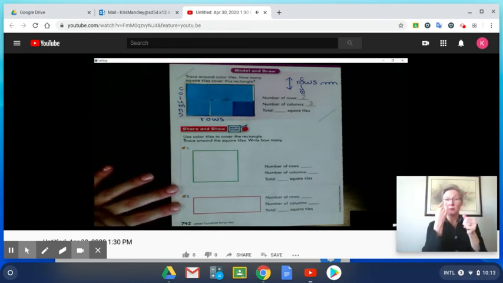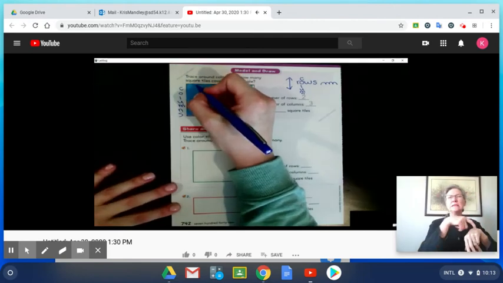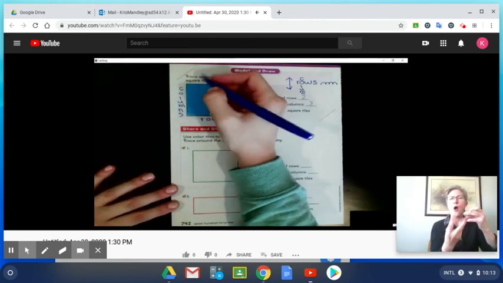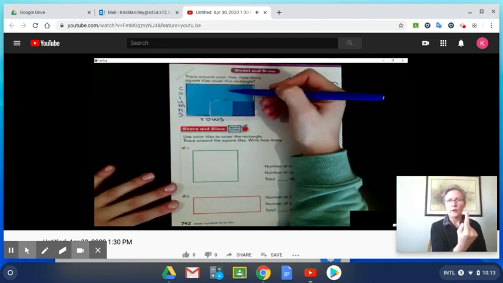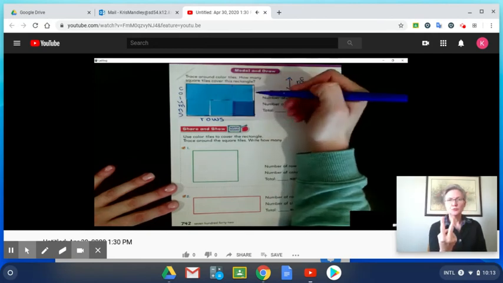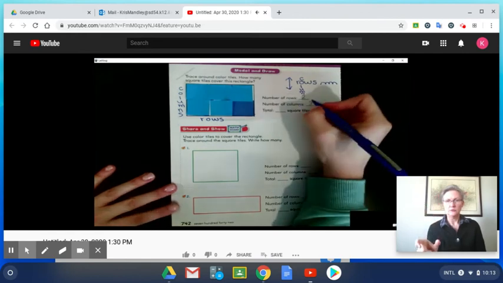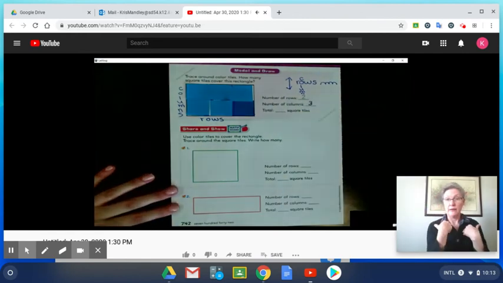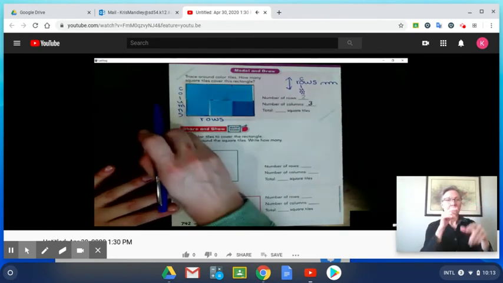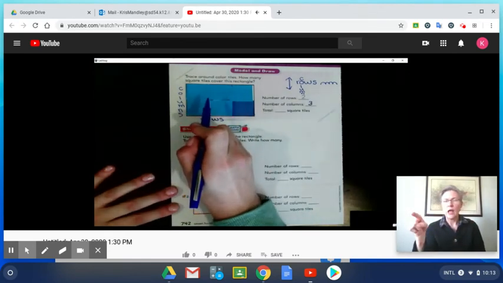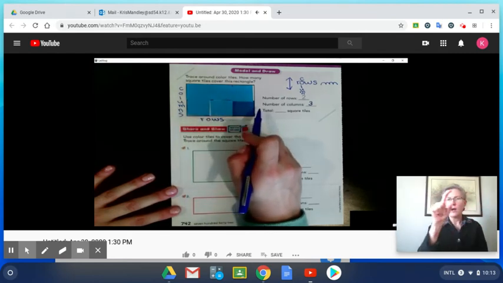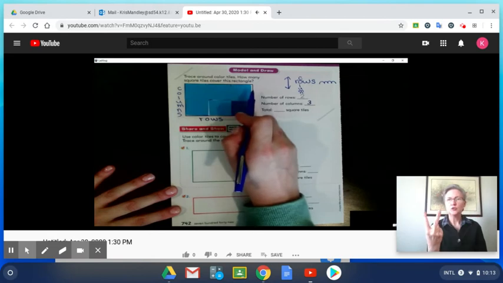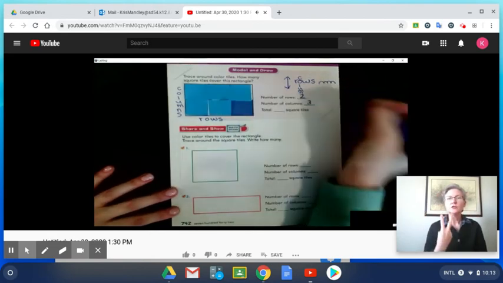So if I'm thinking about columns, I'm thinking about how many times they go up and down. So how many times am I seeing them go up and down? So this is 1 column. This is 2 columns, and this is 3 columns. So the number of columns I have is 3. Rows go the opposite way. I'm not going up and down, I'm going across. So how many different times did my rows go across? I have 1 row, 2 rows, okay? So there's 2 total rows.